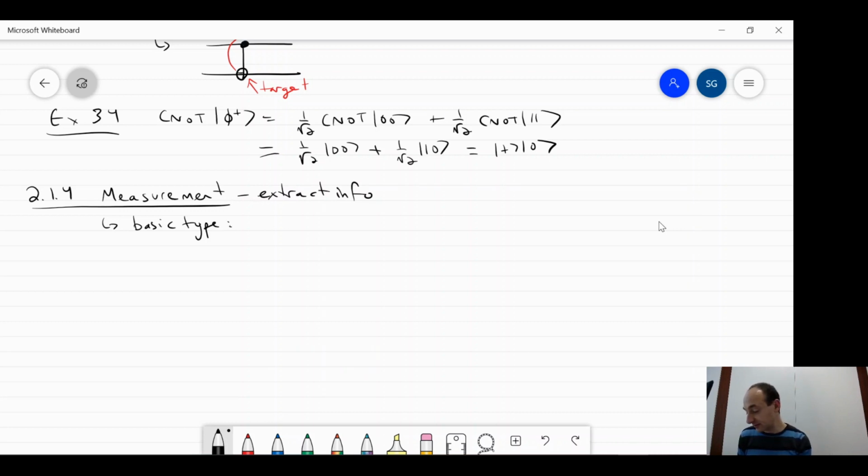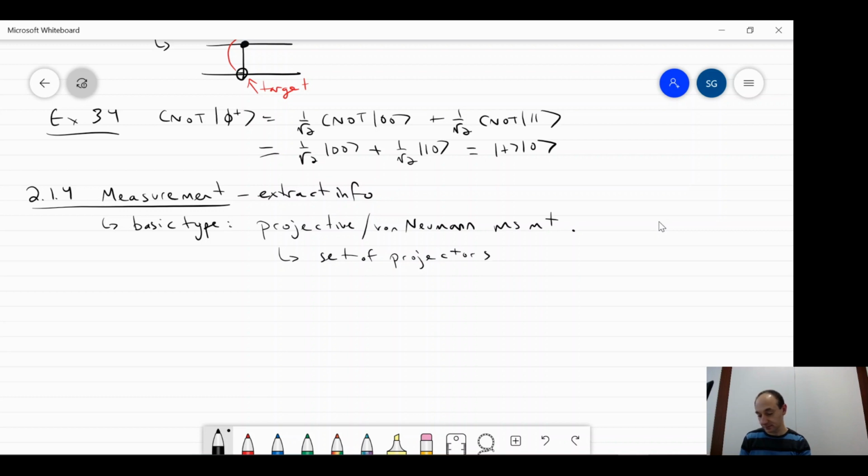The most basic type, and actually it's not really the most basic type in the sense that, without loss of generality, any measurement can be phrased in this way, right, is the so-called projective or von Neumann measurement. Okay, and the way you define these measurements, remember, it's a set of projectors, hence the name projective. So B equals {Π_i}, i equals 0 up to m. Okay, so they're just a bunch of projectors, right? So that means, remember, Π_i squared equals Π_i.